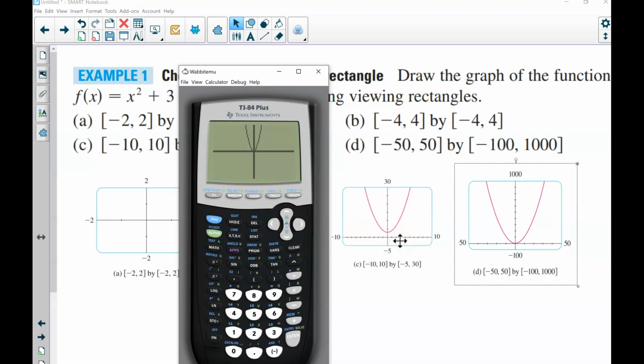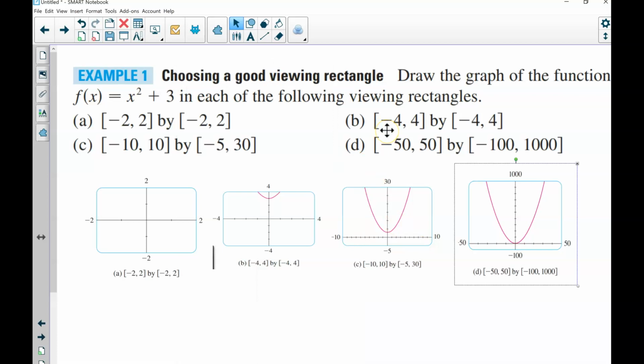in the C graph. Now we see from example 1 that the choice of a viewing rectangle can make a big difference in the appearance of a graph. Often it's necessary to change to a larger viewing rectangle to obtain a more complete picture, a more global view of the graph. Now in the next example, we're going to see that knowledge of the domain and range of a function sometimes provides us with enough information to select a good viewing rectangle.